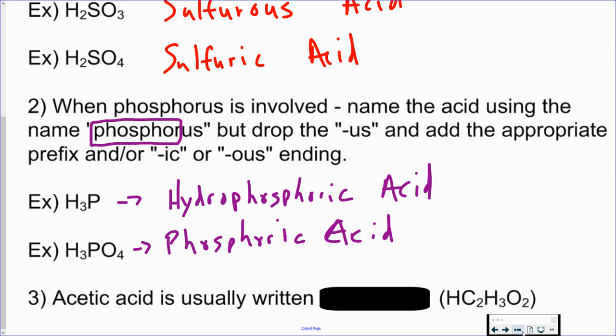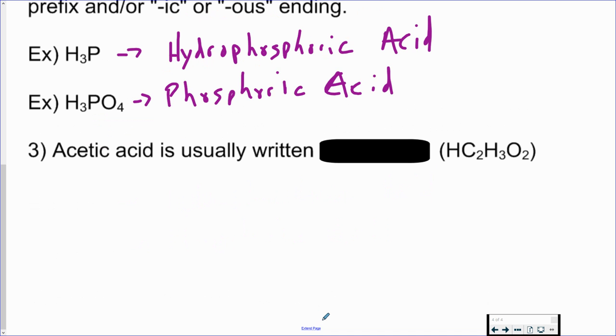And then finally, this last one, it's not really even an exception because really we only write it one way, and that is HC2H3O2, which is acetic acid, which is based off of acetate on your periodic table on the back.